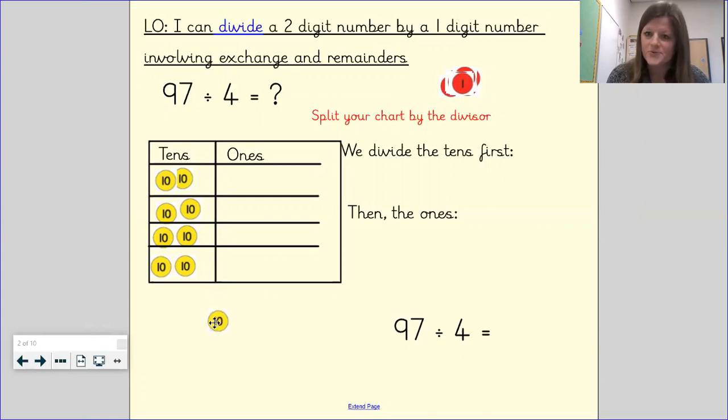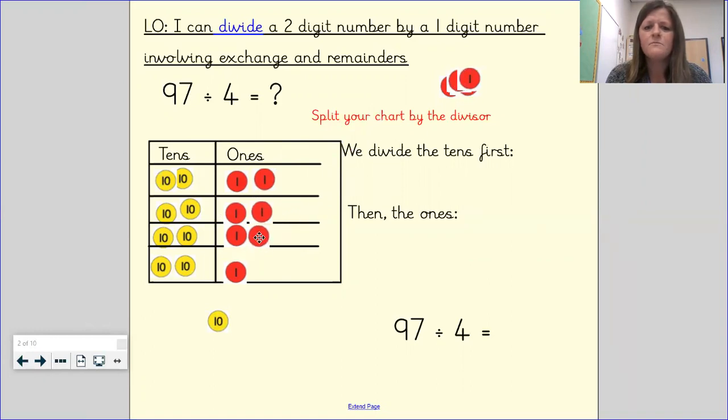So therefore, what do I have to do with it? If I was in class, who would have their hand up now saying, I know. Hopefully you will know that we have to exchange this 10 for 10 ones. We've got our 7 ones that we are sharing equally amongst 4, which I will do first just to demonstrate. So there's our 4, 5, 6, 7. And then we are going to exchange this 10 for 10 ones.